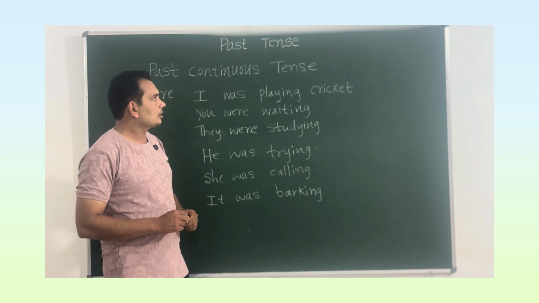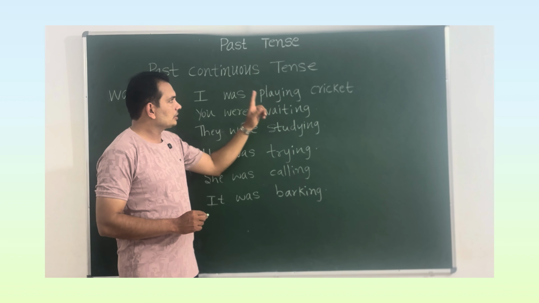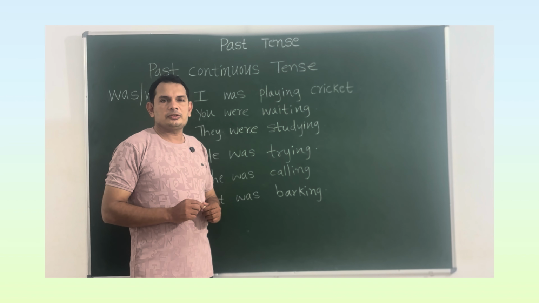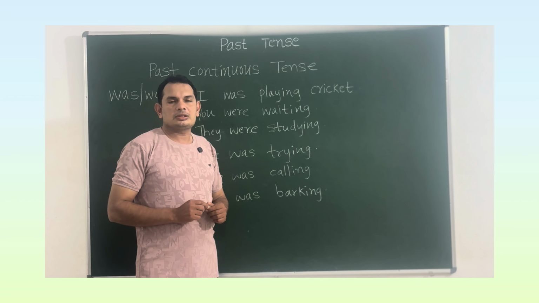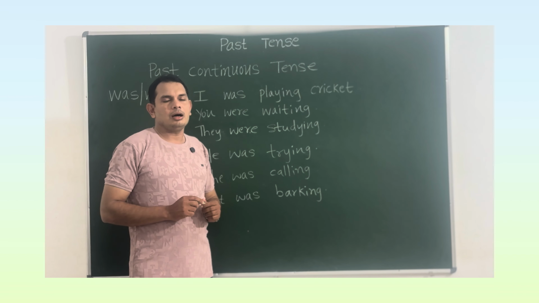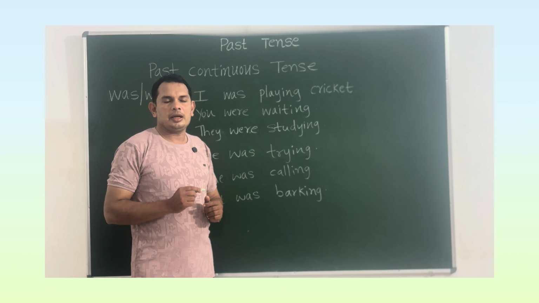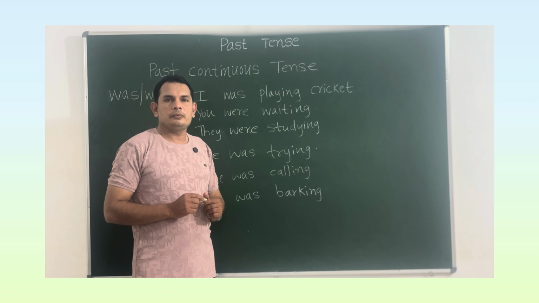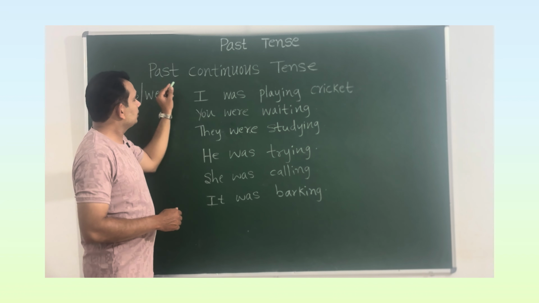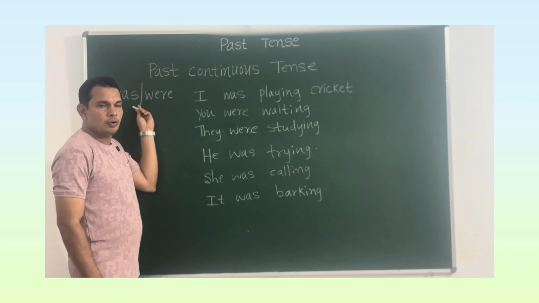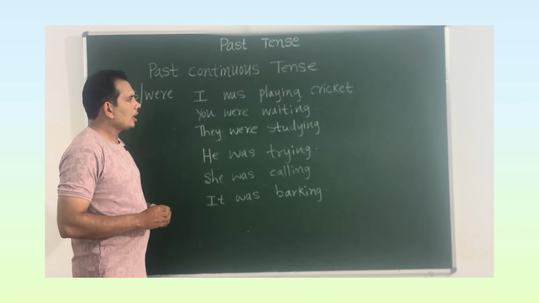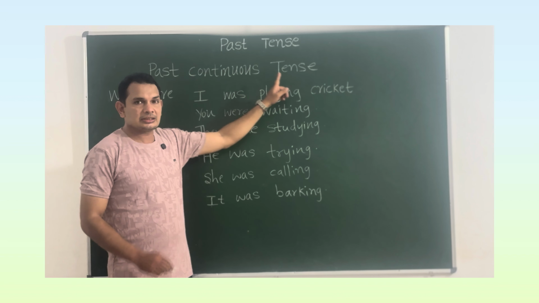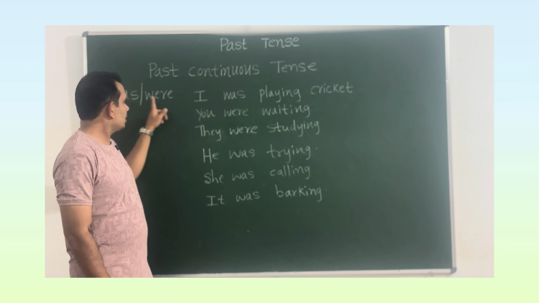Just like the present continuous tense, in the past continuous tense, when we make sentences, we use the ing form of the verb. In the present continuous tense, as you all know, we use the auxiliaries am, is, and are. We use am with I, is with he, she, and it, and are with you, we, and they. Here, in the past continuous tense, we use the auxiliaries was and were. Let's find out how they are used in sentences.